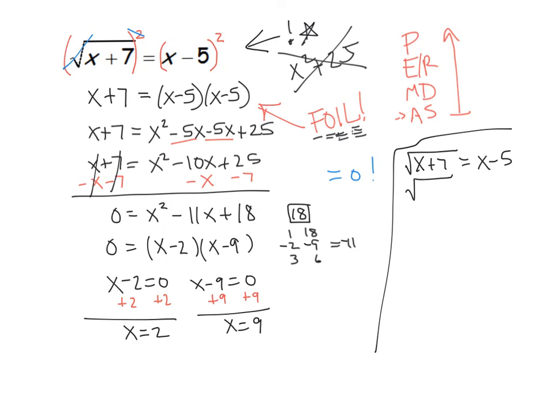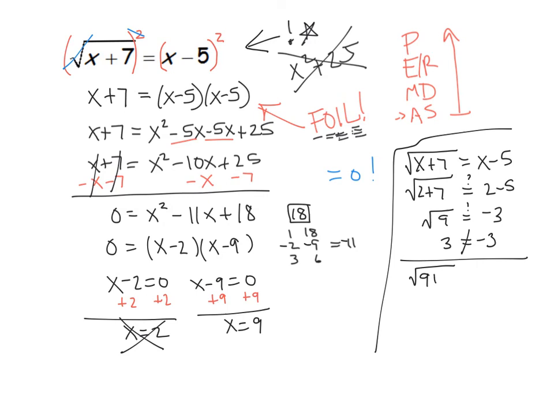We're going to put 2 in, so 2 plus 7 in the square root, does that equal 2 minus 5? We have the square root of 9, does that equal negative 3? The square root of 9 is 3, does that equal negative 3? No, it does not. So positive 2 is not a solution. We'll check the other option. 9 plus 7 in our square root, does that equal 9 minus 5? This is the square root of 16. Does that equal 9 minus 5, which is 4? Square root of 16 is indeed 4, and 4 does equal 4, so yes, it checks out. So x equals 9 is our solution.